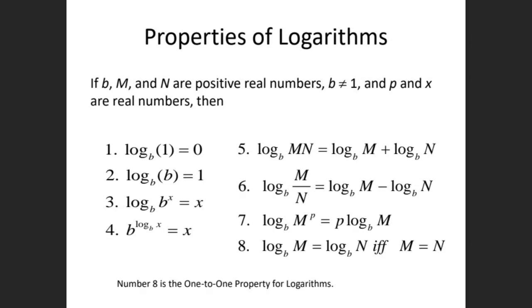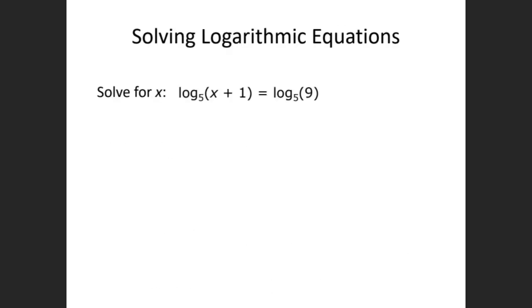Okay, all right, so let's look at some examples using our logs. So here we have log of base 5 of x plus 1 is equal to log of base 5 of 9. So on this particular problem, what I can do to solve is using my one-to-one property. I have two logs that are equal to each other. They both have the same base. So in order for these two logs to be equal to each other, then the inputs must be equal.